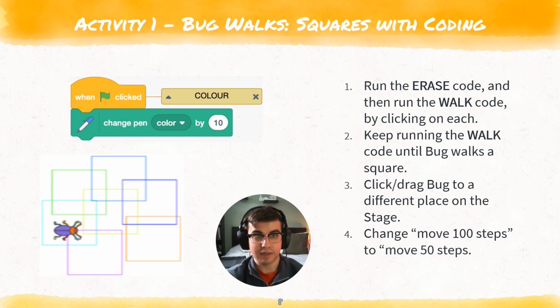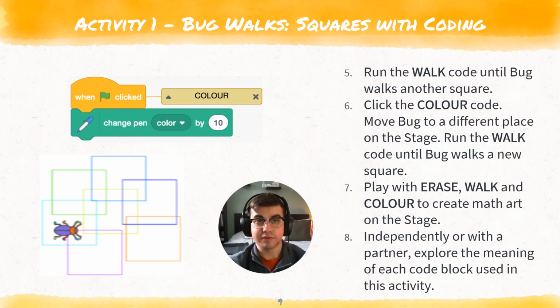Step 3. Click and drag the bug to a different place on the stage. Step 4. Change move 100 steps to move 50 steps. Step 5. Run the walk code until the bug walks another square. Step 6. Click the color code. Move the bug to a different place on the stage. Run the walk code until the bug walks a new square.